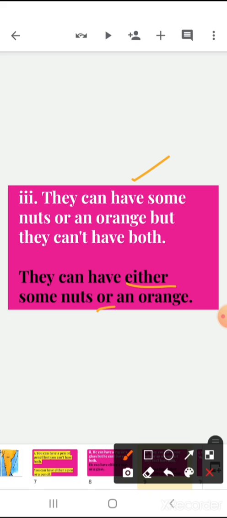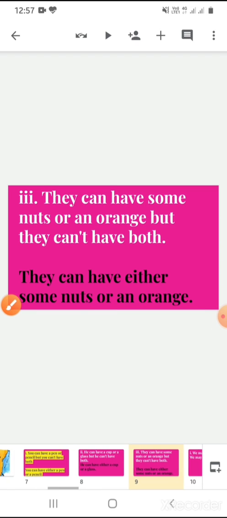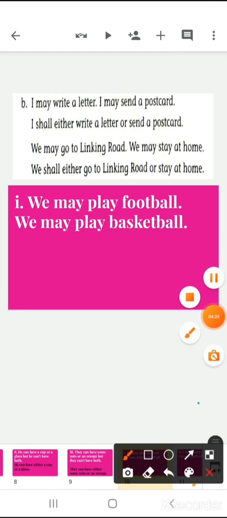They can have some nuts or an orange, but they can't have both. So how we have to rewrite this sentence using either and or? They can have either some nuts or an orange. In this way, we have to write. Alright? And in the same way, you have to do the rest. Now, next exercise.